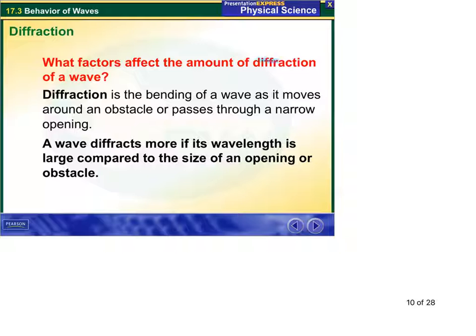Now here we get diffraction. It's also bending, so both refraction and diffraction are bending. Refraction is bending as it moves into a new medium. Diffraction is bending as it goes around an obstacle or passes through a narrow opening. It's going to diffract a lot more if the wavelength is large compared to the size of the opening or the obstacle.